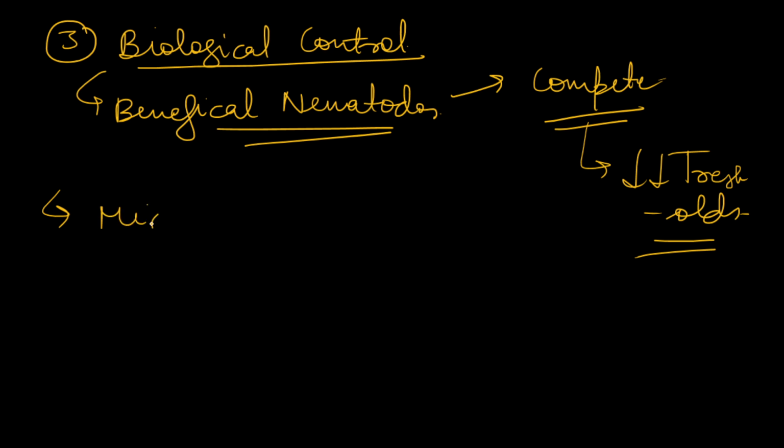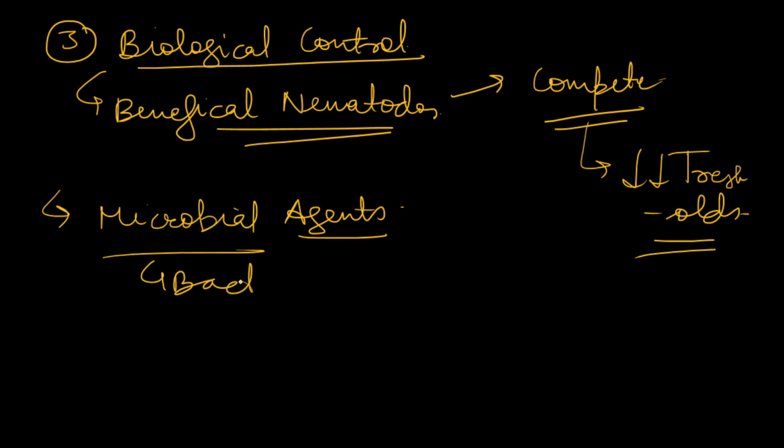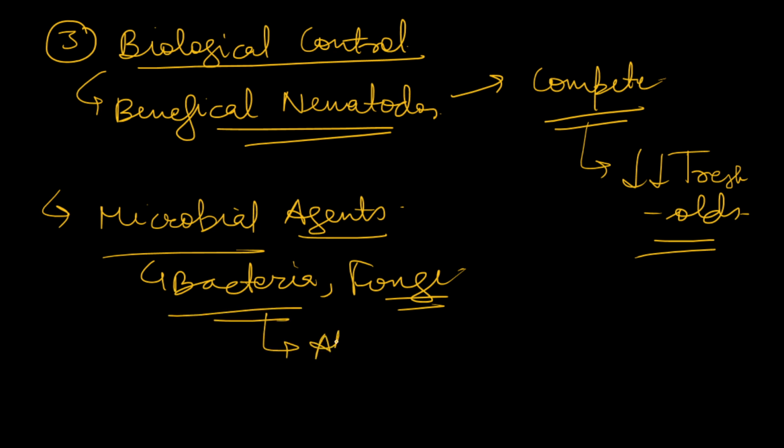Secondly, use of microbial agents such as different kinds of bacteria, different kinds of fungi, or other microorganisms which can be very effective in controlling nematodes, because many of these bacteria and fungi attack nematodes. Okay, there are certain viruses also which attack nematodes. So they feed on nematodes. These microbial agents can act as predator of nematodes and they will attack nematodes, and the nematode population will come under control. So these are the biological control methods.